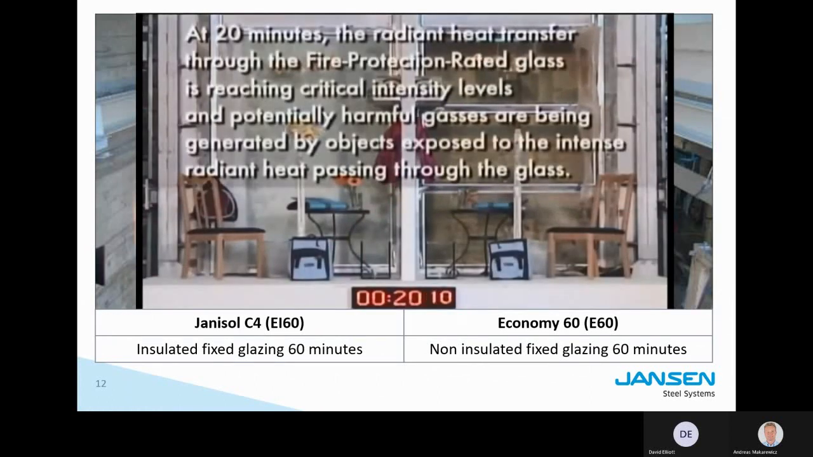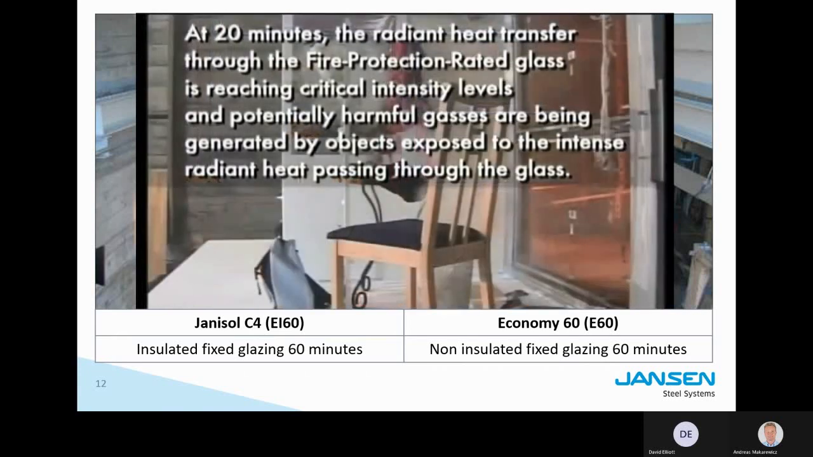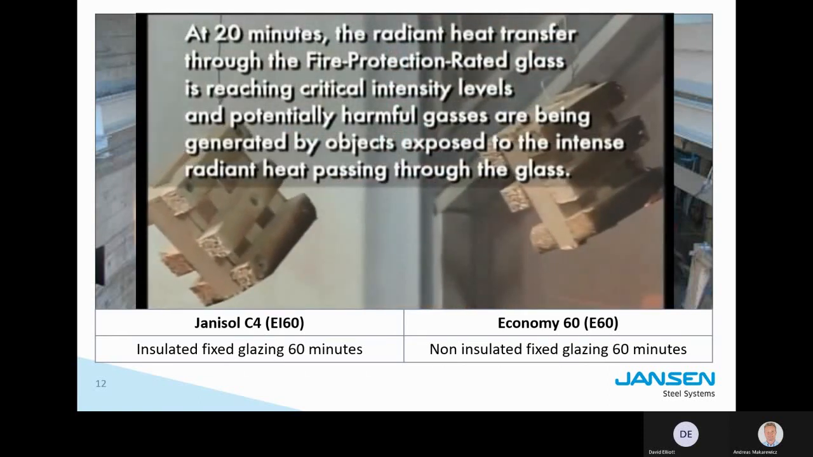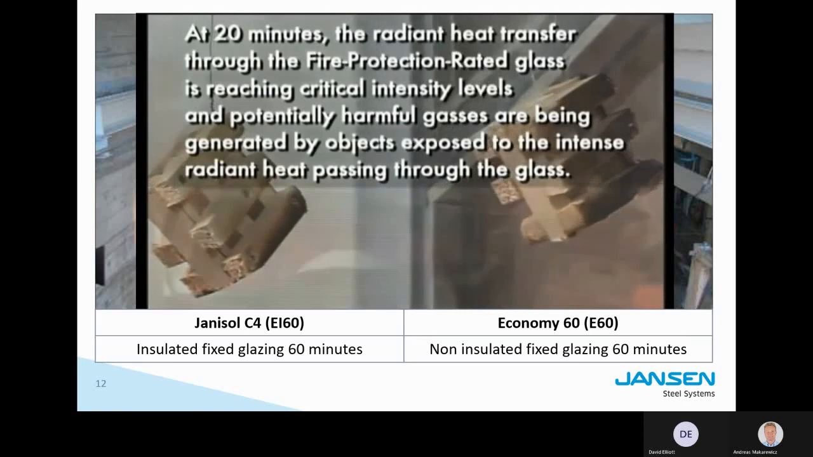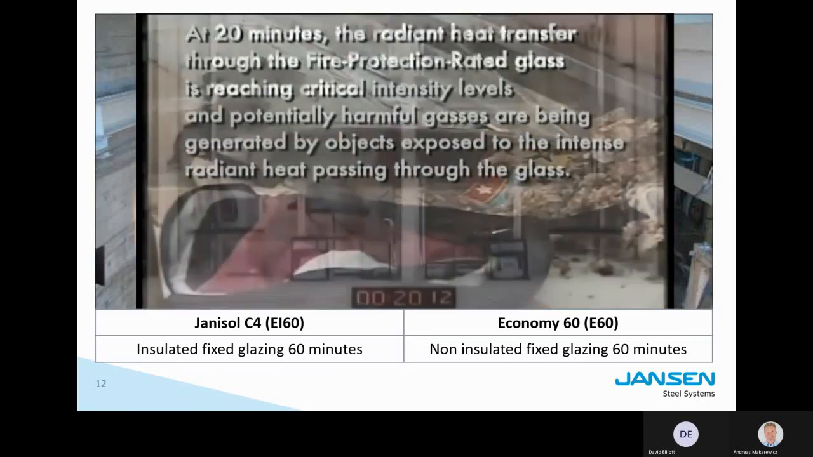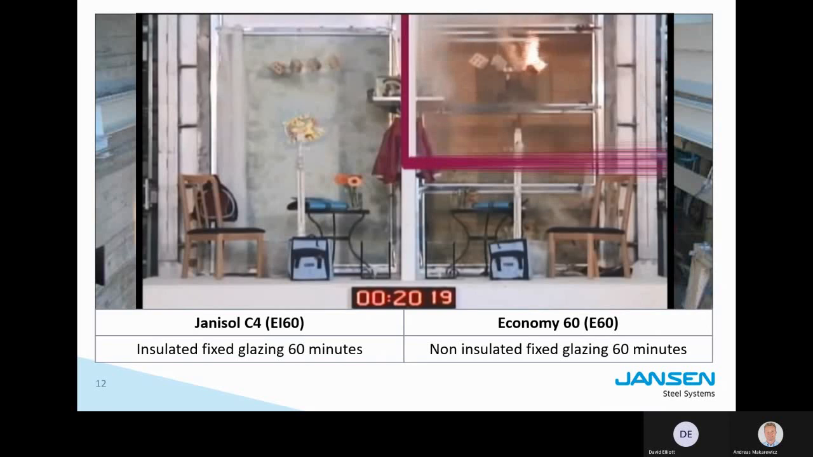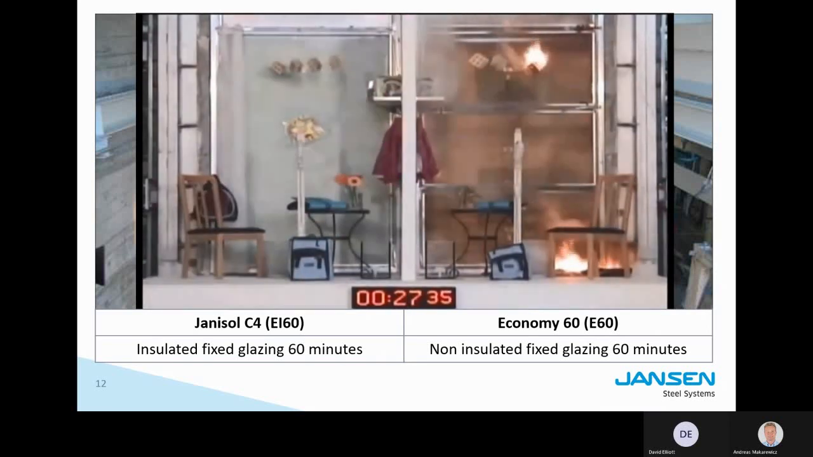Now 20 minutes later. At 20 minutes, the radiant heat transfer through the fire protection rated glass is reaching critical intensity levels, and potentially harmful gases are being generated by objects exposed to the intense radiant heat passing through the glass. A heat flux greater than 15 kilowatts per square meter is measured at 1 meter distance from the glass.